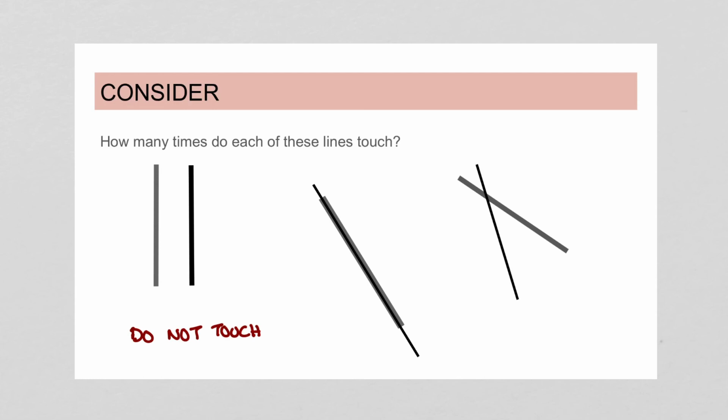And what about the next one? How many times do they touch? Well, they touch many times. They overlap each other, right? One lays on the other. And then finally, this last one. It only touches right there. It touches 1 time.